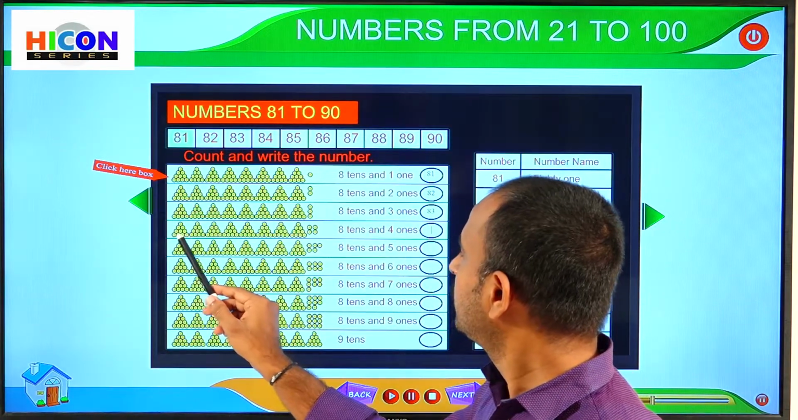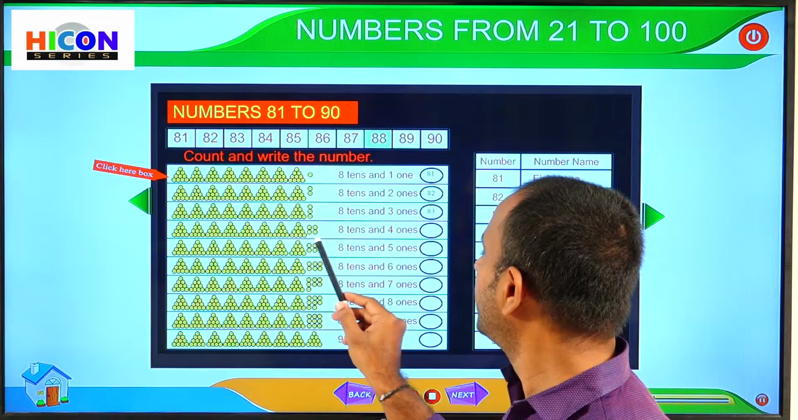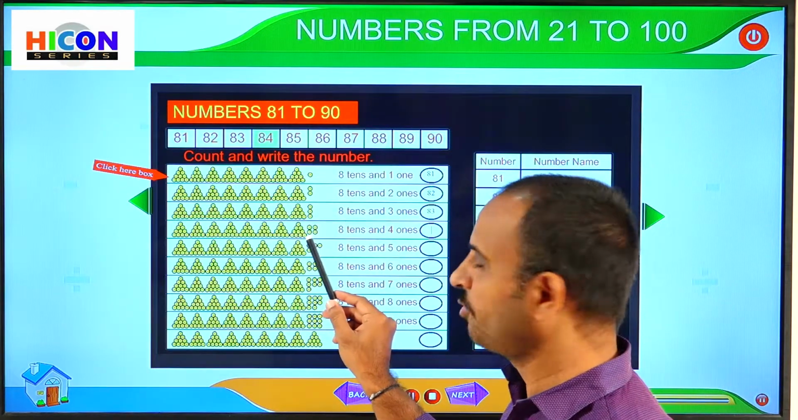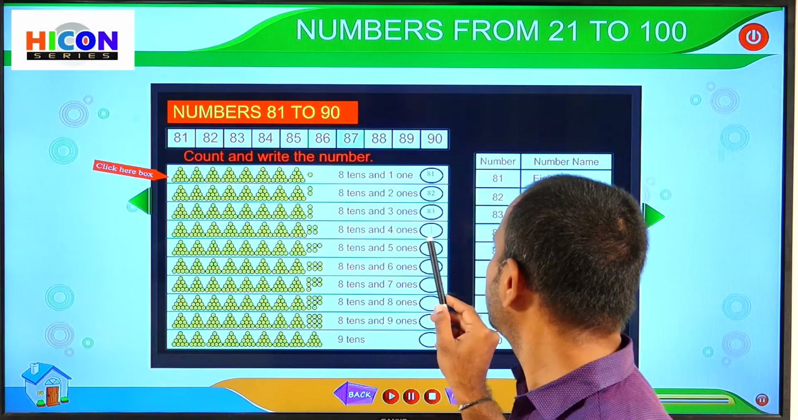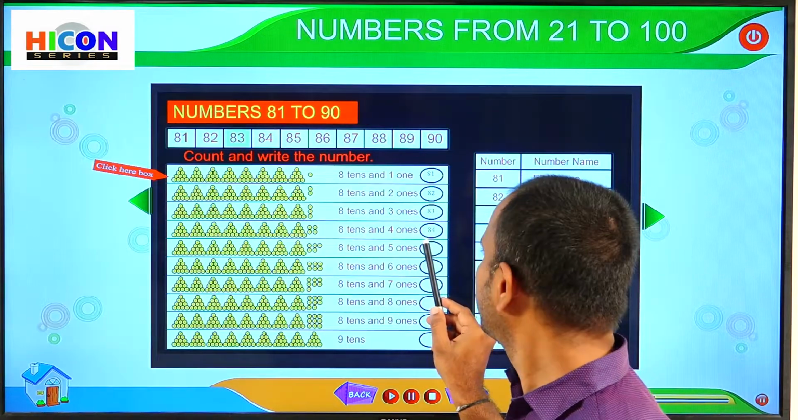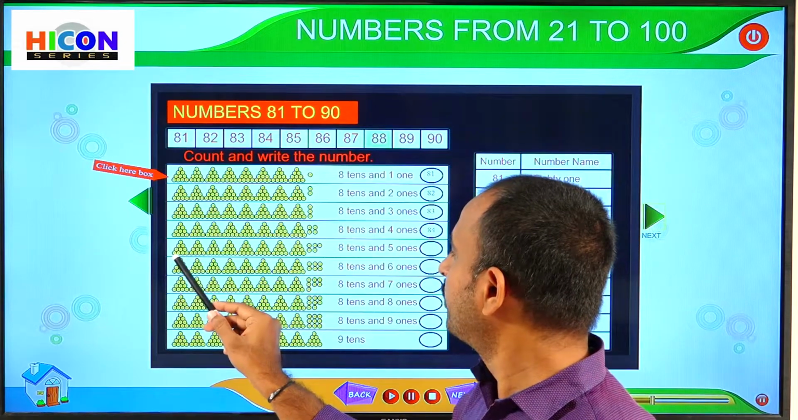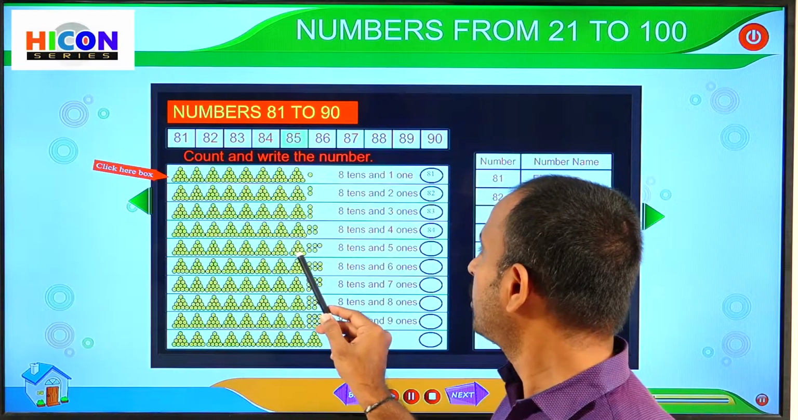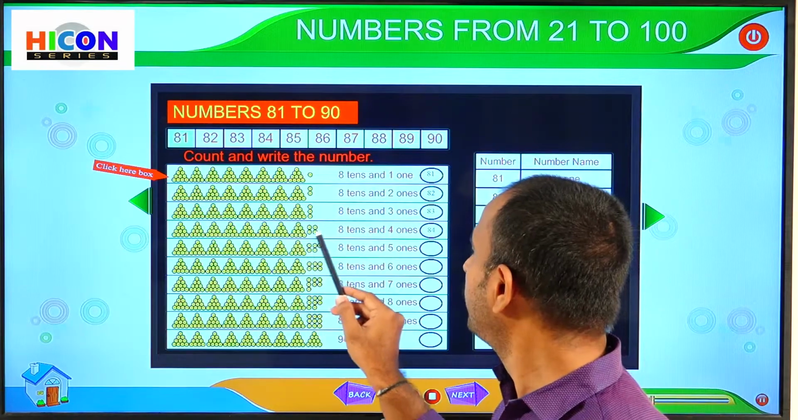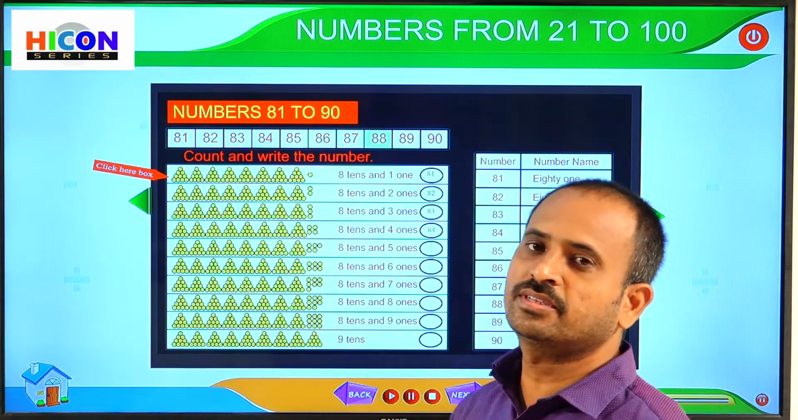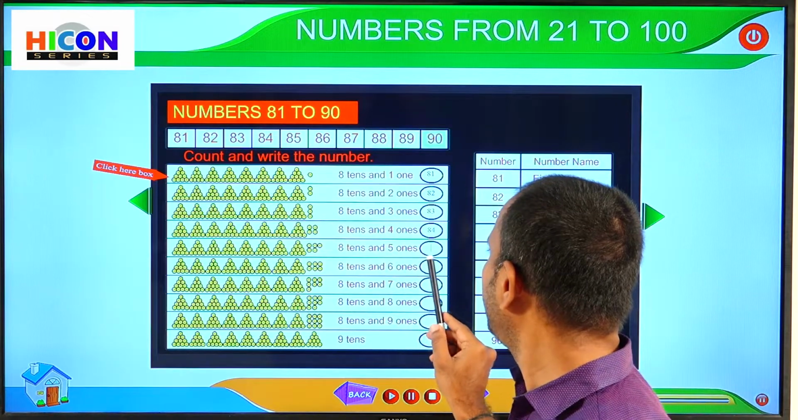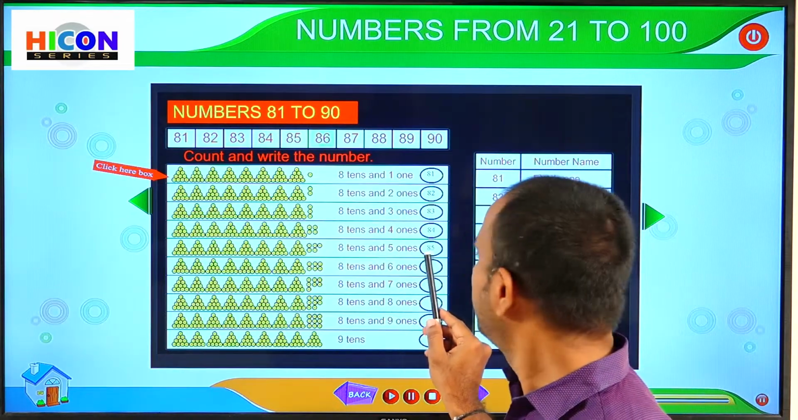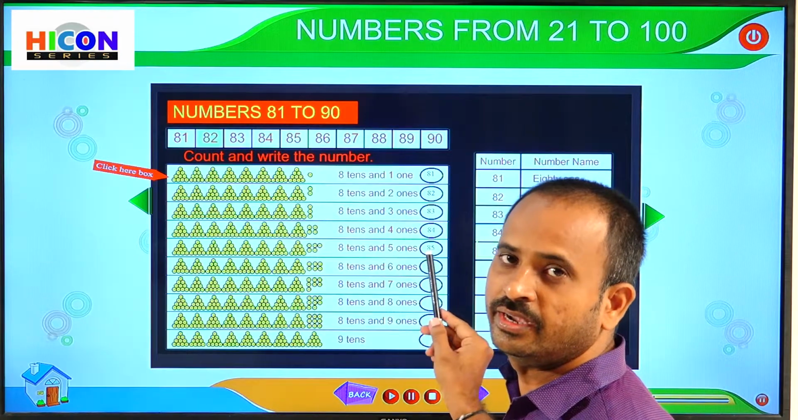See the next one, there are 8 tens and how many ones are there? Children, there are 4 ones. 8 tens and 4 ones, total becomes 84. So see the next one, children, how many tens are there? There are total 8 tens and how many ones are there? 5 ones are there. So 8 tens and 5 ones together makes 85. So write 85 here. 85.